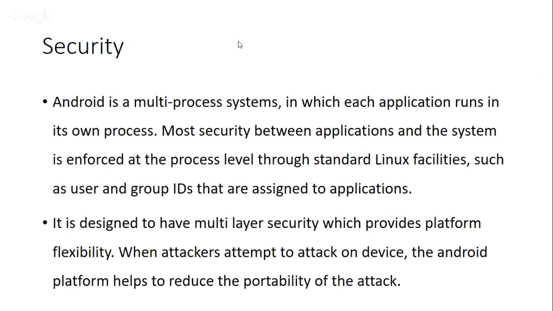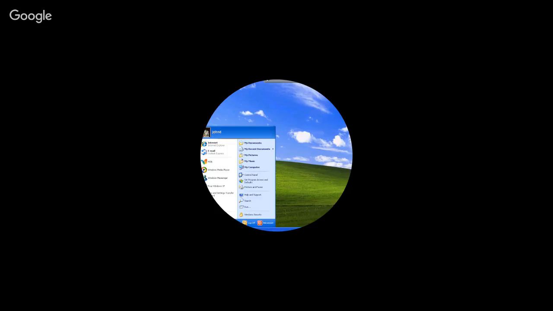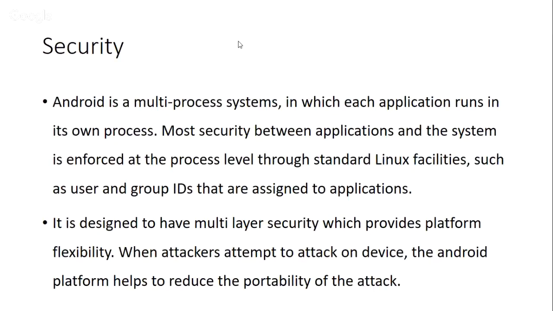Obviously, there are some security features which are added in Android. Android is a multi-process system in which each application runs in its own process, which means its own environment, that is, in the DVM. Most security between the application and the system is enforced at the process level through the standard Linux facilities, such as the user and group IDs that are assigned to the applications.